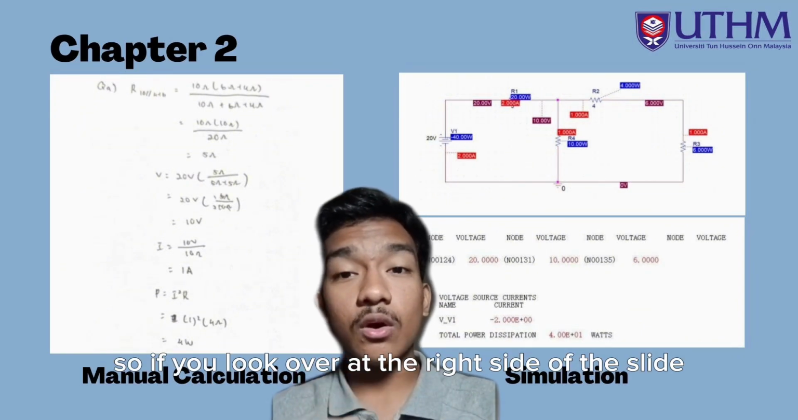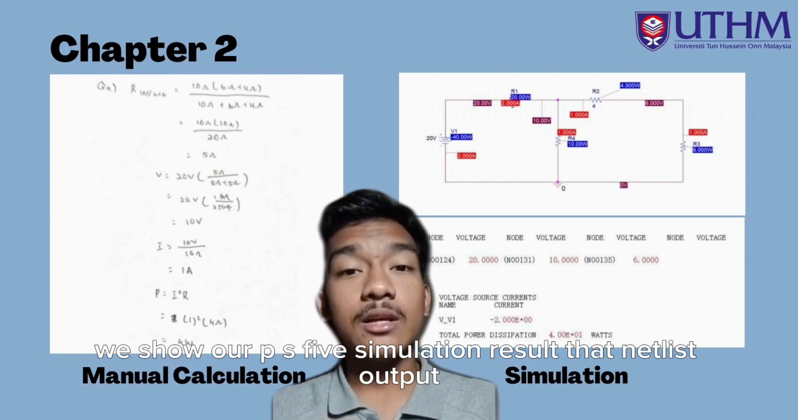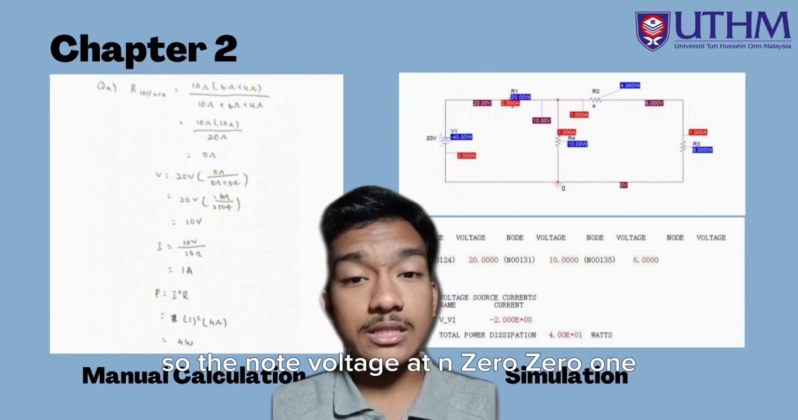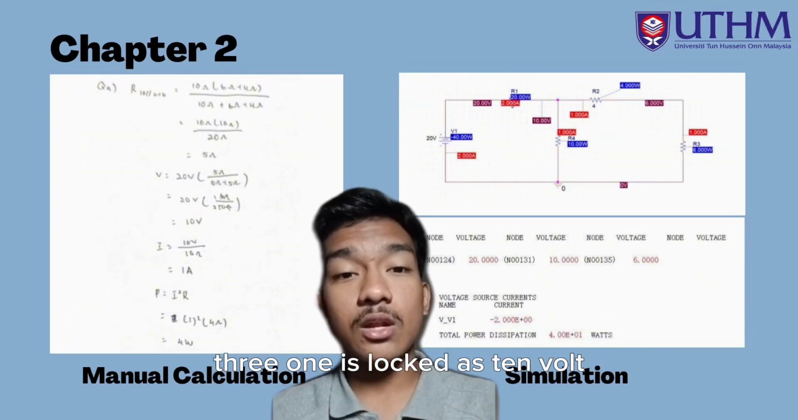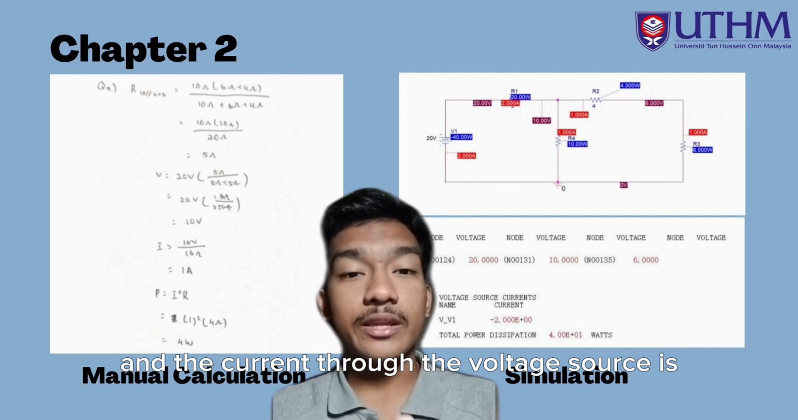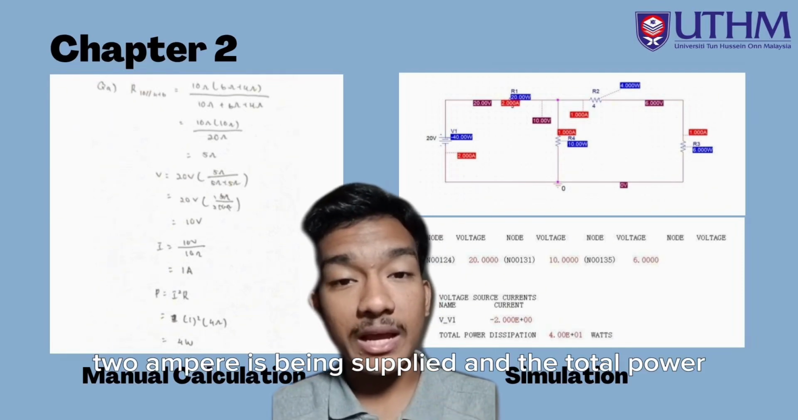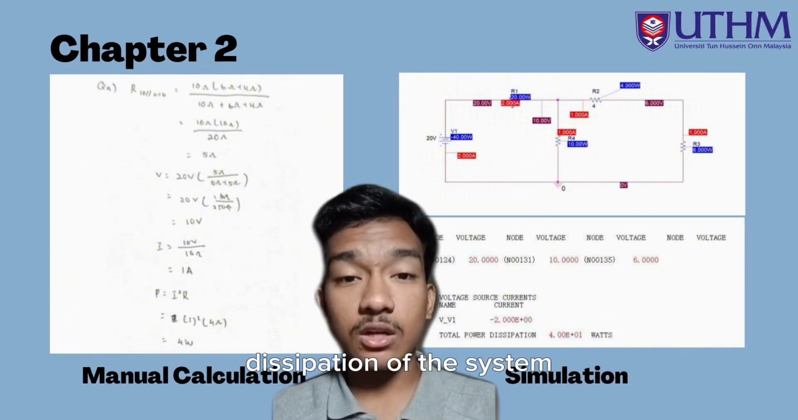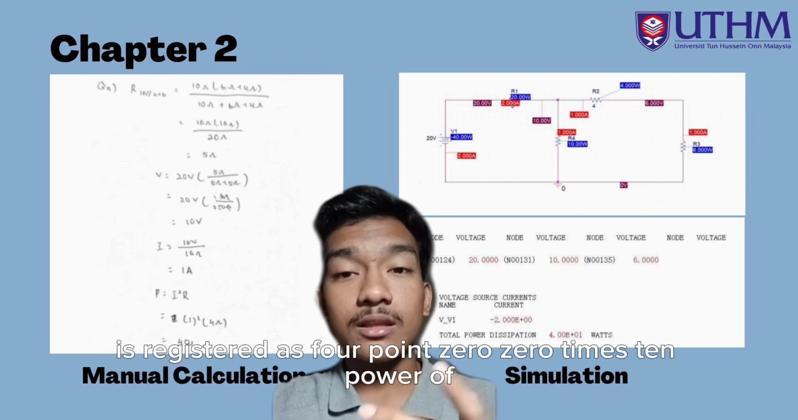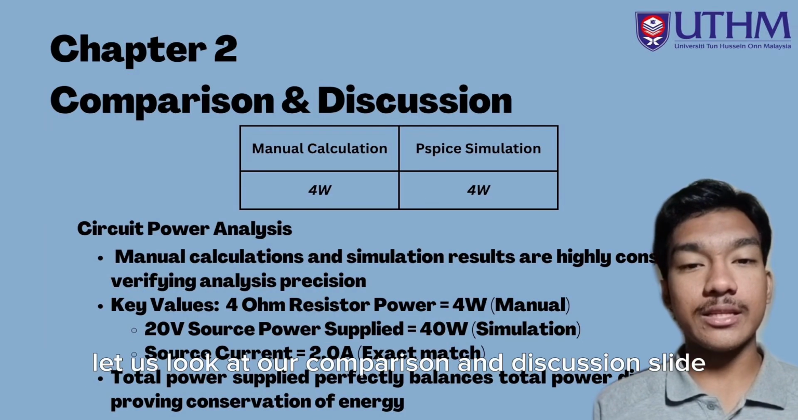If you look over at the right side of the slide, we show our PSpice simulation result, whose netlist output perfectly mirrors our work. The node voltage at N00131 is logged as 10 volt and the current through the voltage source is negative 2.00 ampere, meaning 2 ampere is being supplied, and the total power dissipation of the system is registered as 4.00 times 10 to the power of. Finally, let us look at our comparison and discussion slide.